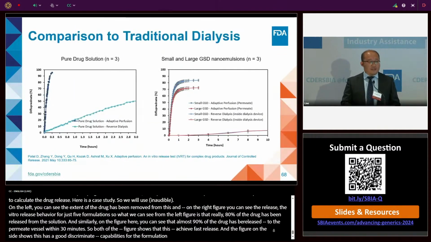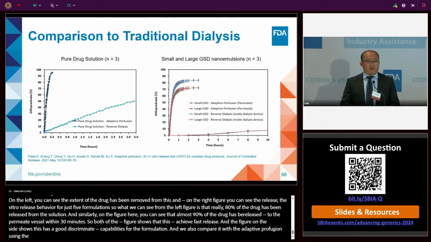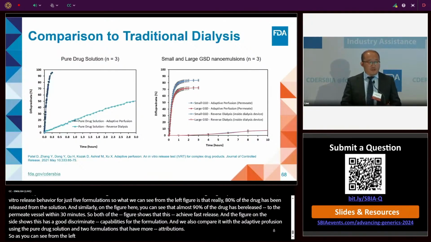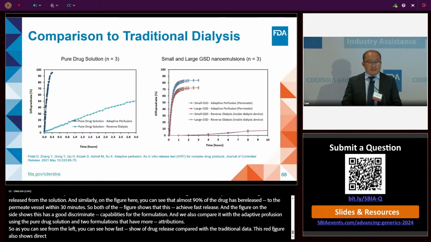And we also compared the adaptive perfusion with traditional dialysis methods using the pure drug solution and 2 formulations that have small and large globule size distributions. So as you can see from the left, you can see how fast adaptive perfusion shows drug release compared with the traditional dialysis. And the red figure also provides more direct evidence, shows that adaptive perfusion is a fast and discriminatory IVRT method for ophthalmic emulsions, which is typically one type of drug product.